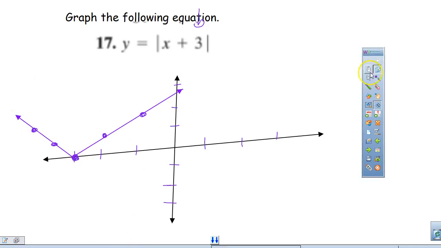So your graph should look like this for number 17. You're taking that parent function and you're shifting it to the left 3 units.